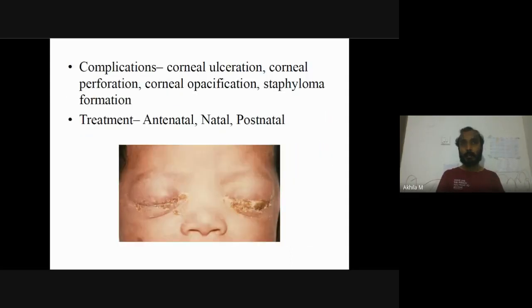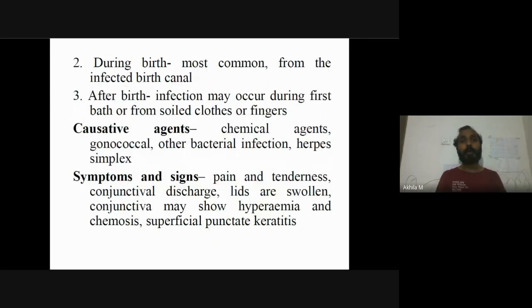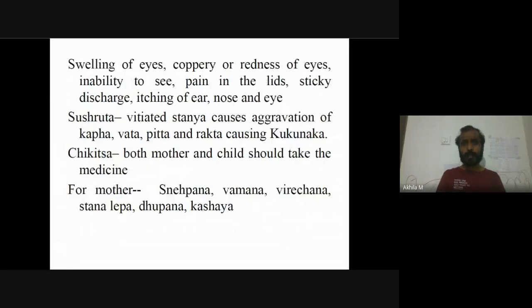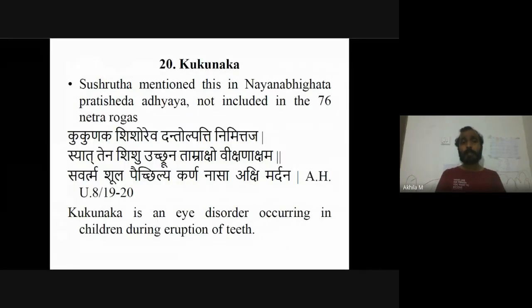Okay, this is ophthalmia neonatorum, and this can be correlated with Kukunaga. Kukunaga is a condition told by our acharyas. Kukunaga shishu reva dendro utpatti nimitta, told by Padmacharya. Okay. Satyana shishu uchuna tamra aksho vikshana kshamaha savatma shula paichilya karna natsa akshimartanaha.